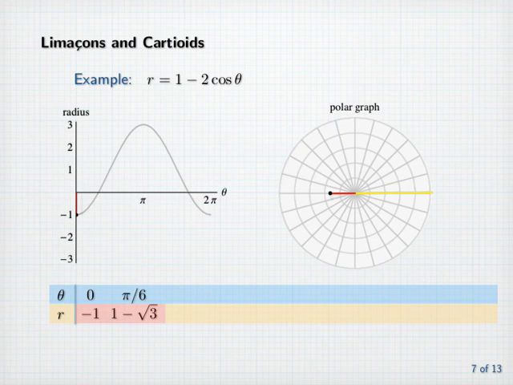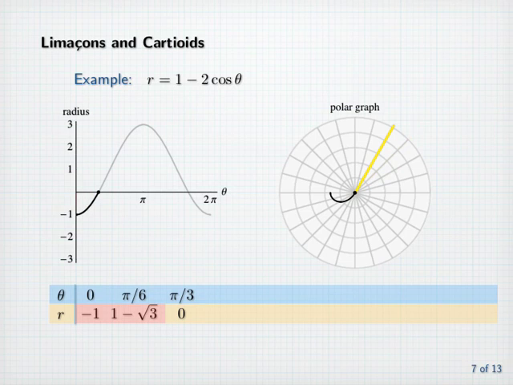So as theta goes from 0 to pi over 6, points on the graph move closer to the origin. When theta equals pi over 3, r is equal to 0. So the graph arrives at the origin tangent to the line theta equals pi over 3.